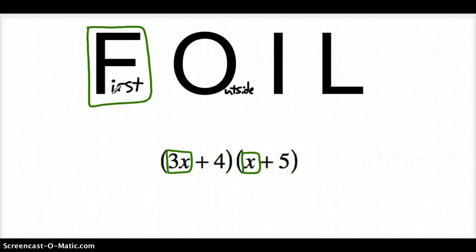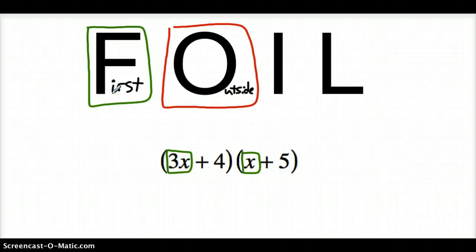So I'm going to go ahead and circle this in red. Now the outside terms, those are the ones that are, well, you guessed it, on the outside. So it's actually going to be this one, and the positive 5. So it's first, and then the outside terms are the ones that are on the furthest left and the furthest right.